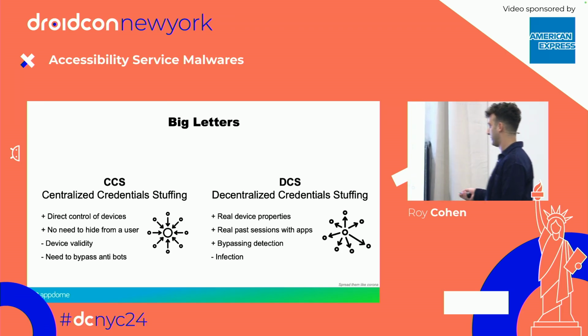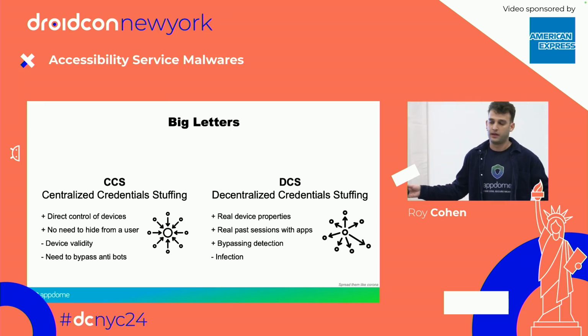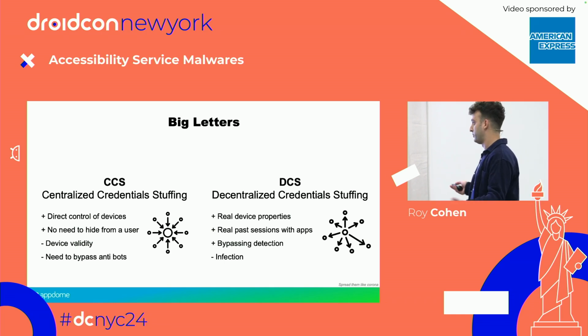Again, the accessibility service malware is a decentralized one because it can come from all over the globe and just attack from all over the globe. So, yeah.